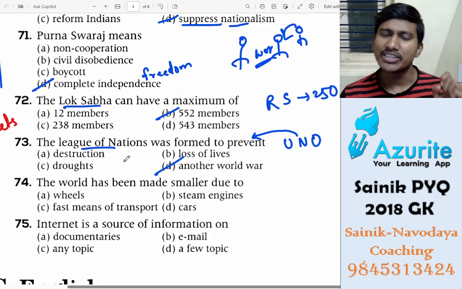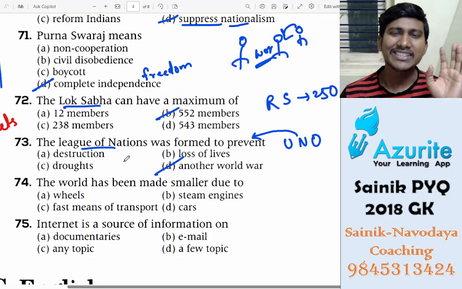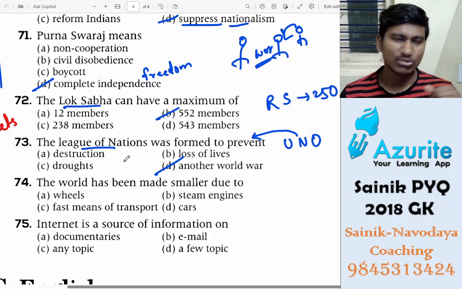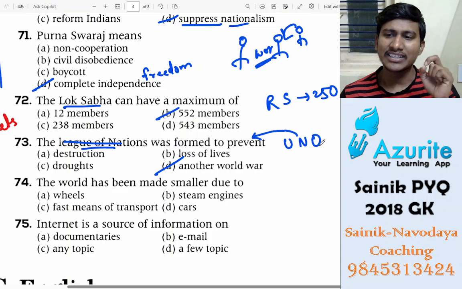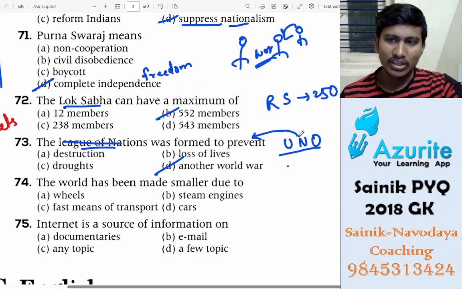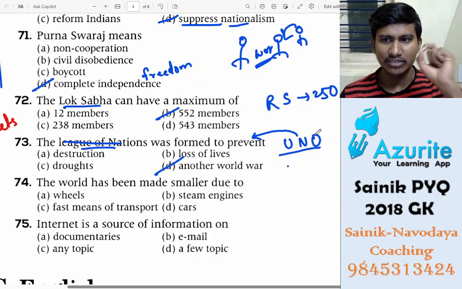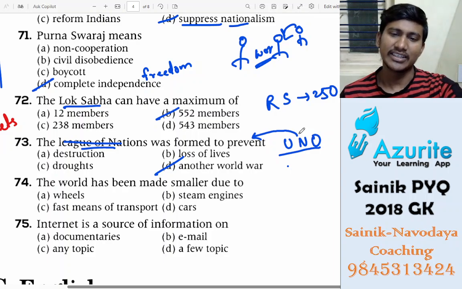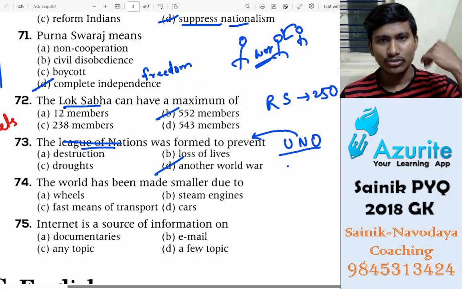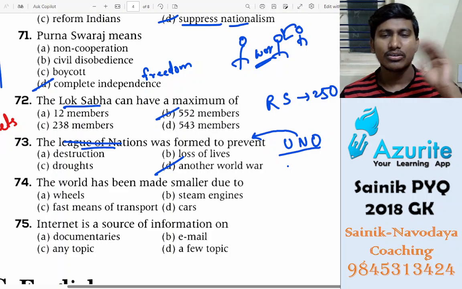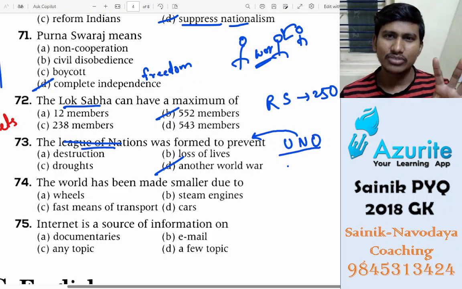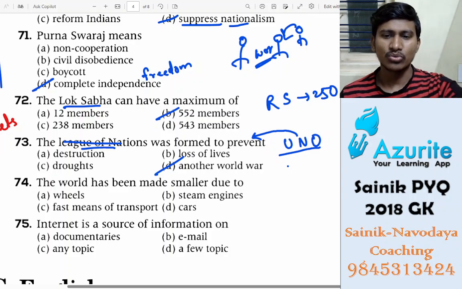So they formed the regulation and all, but no one listened and World War II happened. So after that World War II, they stopped the League of Nations and they started UNO, United Nations Organization, right? So after that, in 1945, UNO, United Nations started, right? That is to control the wars and to promote the peace, to stop the wars, right?